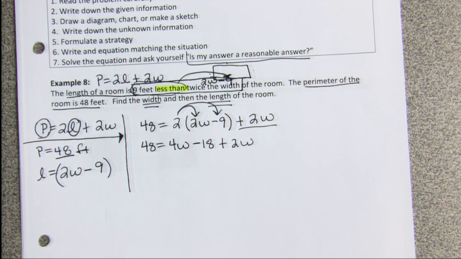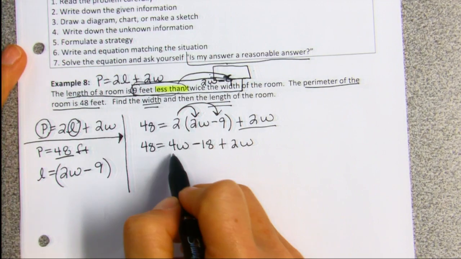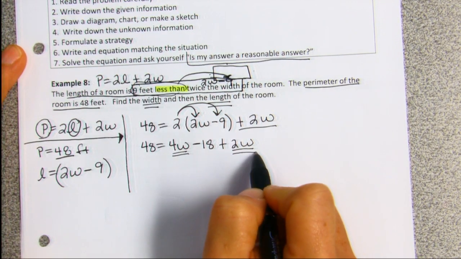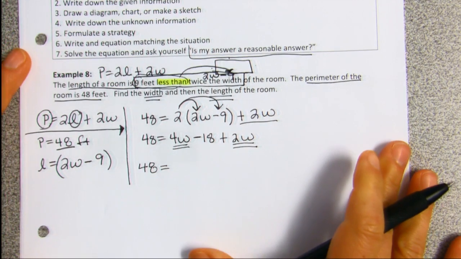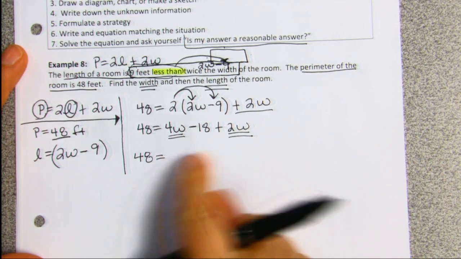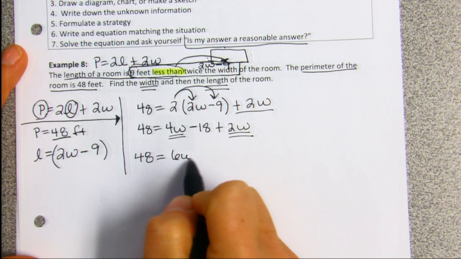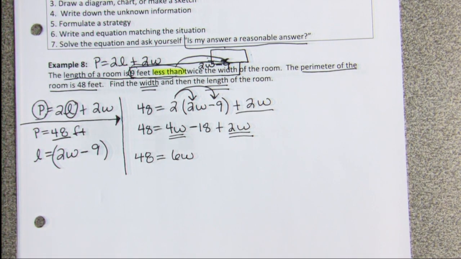Can we clean up the right-hand side? Any like terms that could be combined? Yeah, 4W and 2W. So keep 48 the same. Let's bring it down. 4 and 2 make 6, so 6W. Remember, you're just combining like terms. They didn't move. Keep them the way they are and combine them.